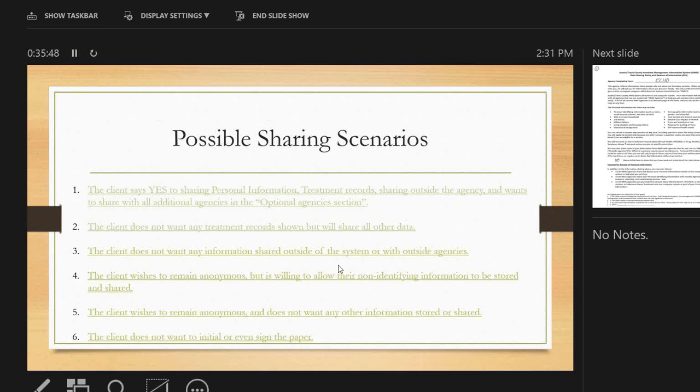Third most common situation, the client does not want any information shared outside of the system or with any outside agencies. So this would be a situation where a client does want to give us their information and they want their services coordinated within HMIS, but they don't want anyone to discuss their information or share their information outside of the system or with any non-HMIS agency.